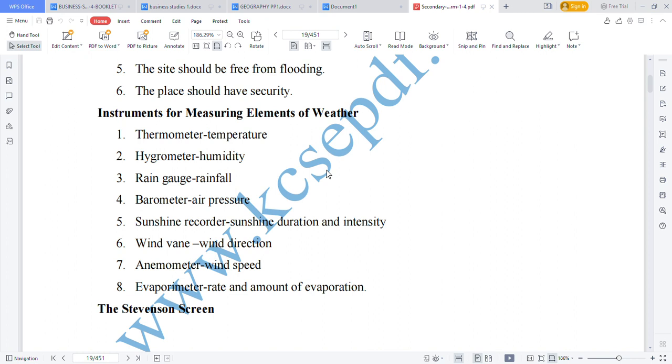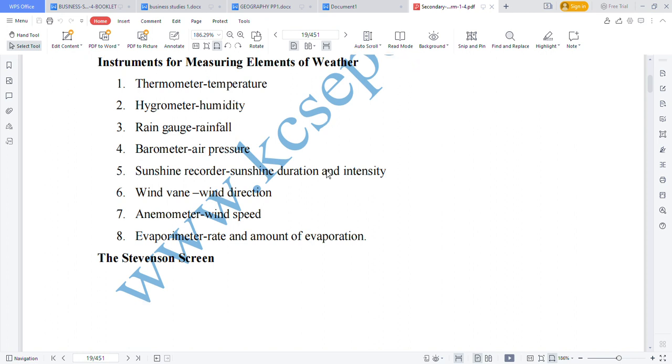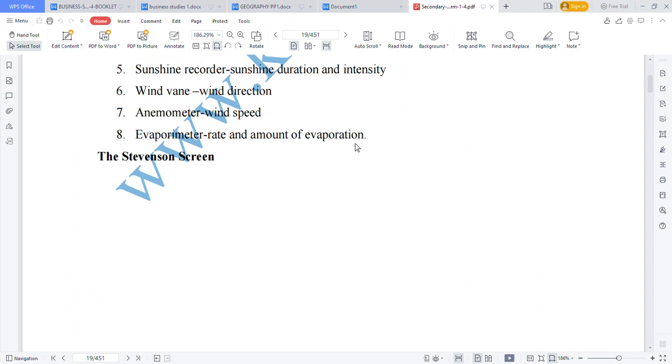Instruments for measuring elements of weather. You have the thermometer, which measures temperature. The hygrometer measures humidity. The rain gauge measures rainfall. The barometer measures air pressure. The sunshine recorder measures sunshine duration and intensity. The wind vane measures wind direction. The anemometer measures wind speed. You have the evaporimeter, which measures the rate and the amount of evaporation.